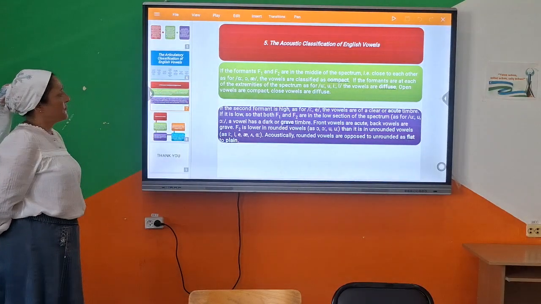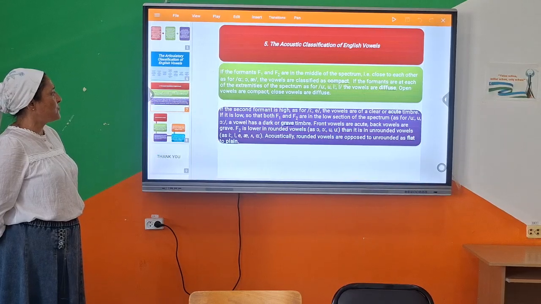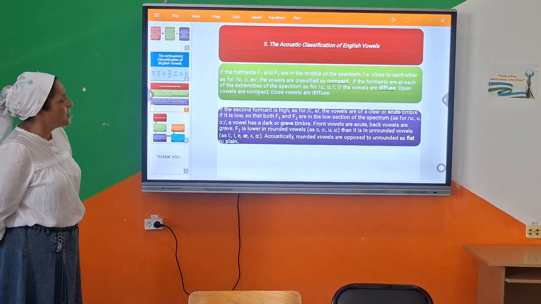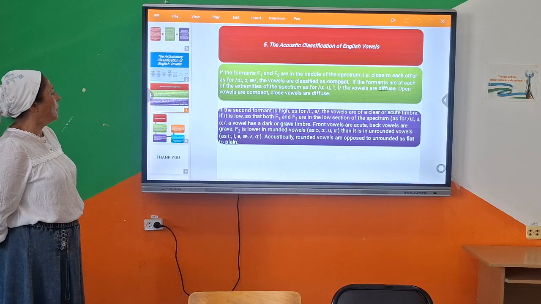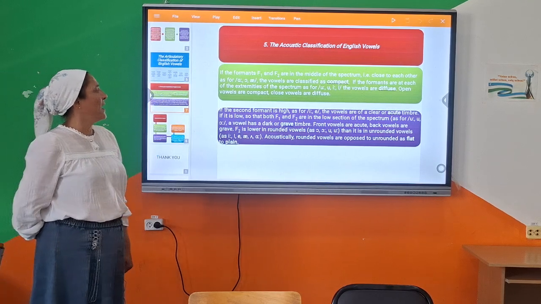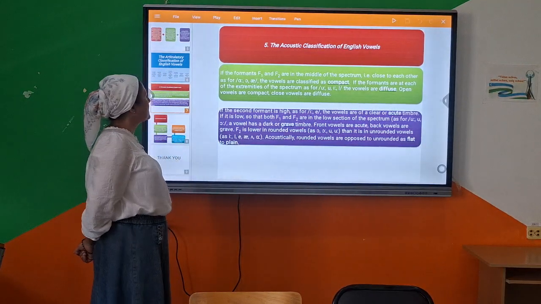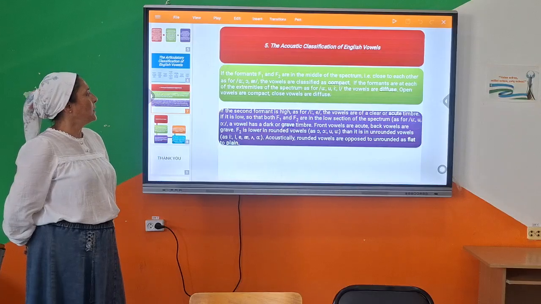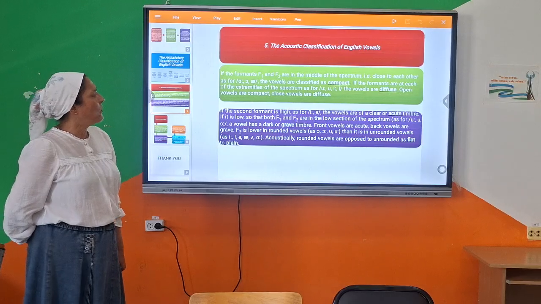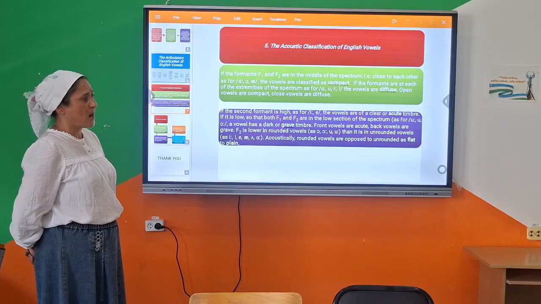The acoustic classification of English vowels. If the formants F1 and F2 are in the middle of the spectrum, in other words, close to each other, the vowels are classified as compact. If the formants are at each of the extremities of the spectrum, the vowels are diffuse. Open vowels are compact, closed vowels are diffuse.